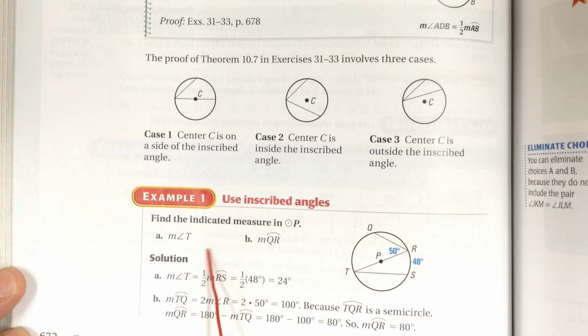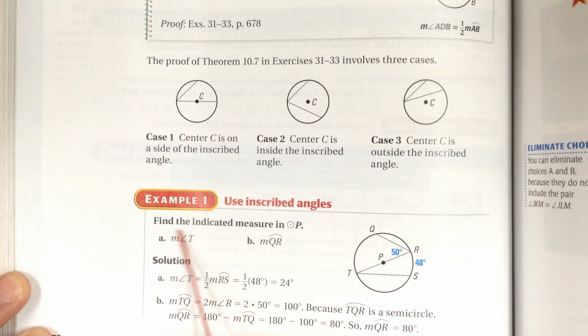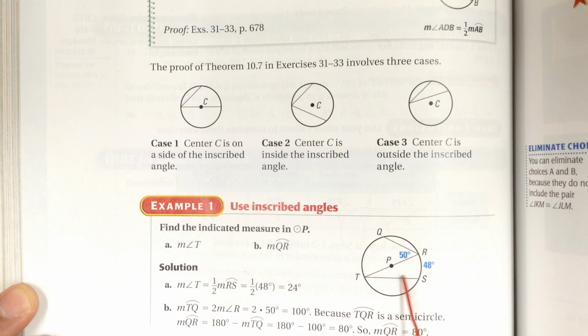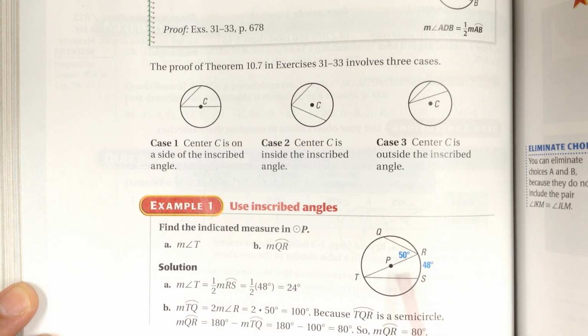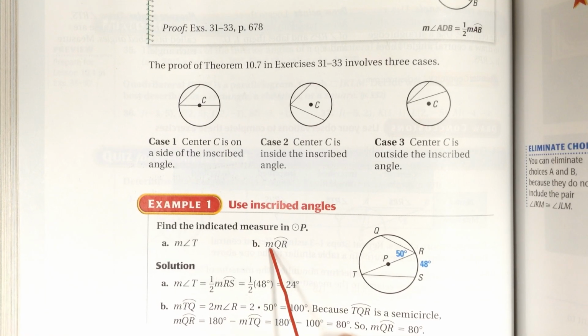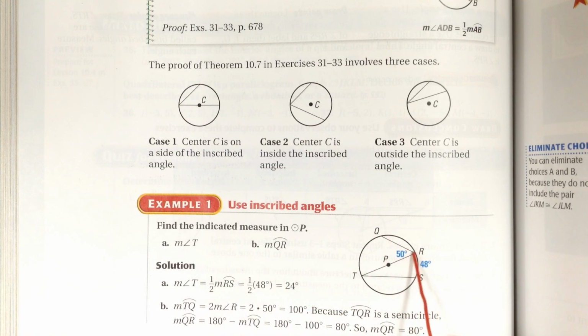Now let's do example 1. It says find the indicated measure in circle P. Here's your circle, and this P is right over here, the center. That's why it's called circle P. Measure of angle T right over here. Again, remember the angle is half of the arc. So if this is 48, this would be 24. And you're looking for the measure of arc QR right over here.